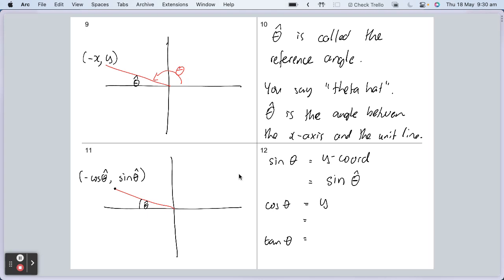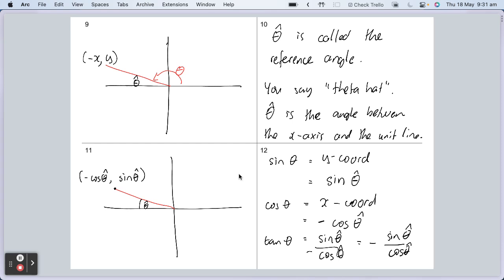So cos theta is going to be the x coordinate. I'm conscious of time, so I'm wrapping up here. It's going to be the x coordinate, and because it's in the second quadrant where it's negative, that's going to be negative cos theta hat. And tan theta is effectively going to be y over x, which is sine theta hat over negative cos theta hat. That's going to be negative sine theta hat over cos theta hat. We can put that negative outside.